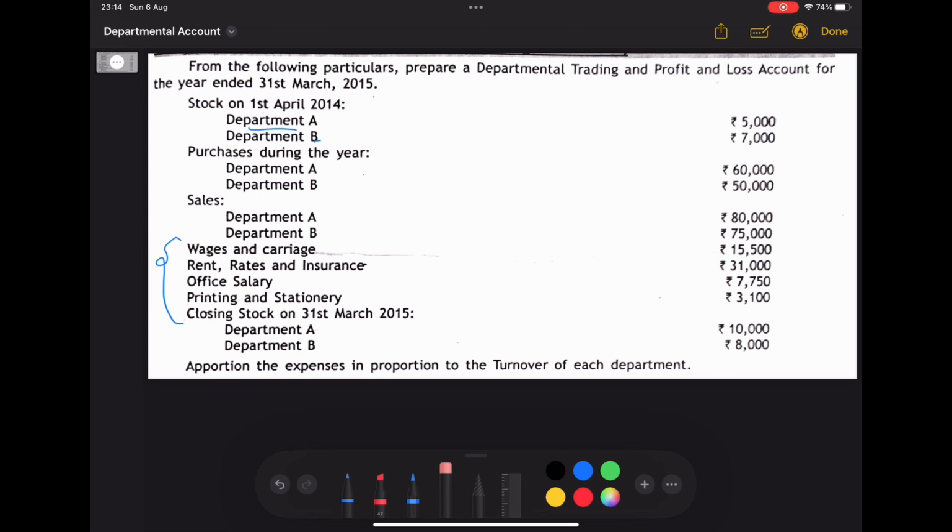So in the last part they have given: apportion the expenses in proportion to the turnover of each department. Turnover means nothing but sales. So we are going to apportion the expenses based on the sales ratio. So before solving the problem, please understand the question. Okay, so I am moving on to the solution.